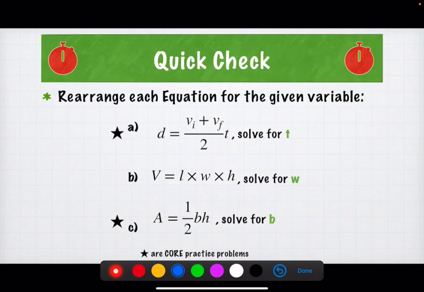So here's a quick check. It's just to rearrange each equation for the given variable. You'll notice that it tells you which one to solve for. So in this case, it's solving for t. So there's your t. Make sure you're going through the problem-solving process and identifying the variable that you need to solve for. So here's your quick check. Have fun with it and take as much time as you need with it.